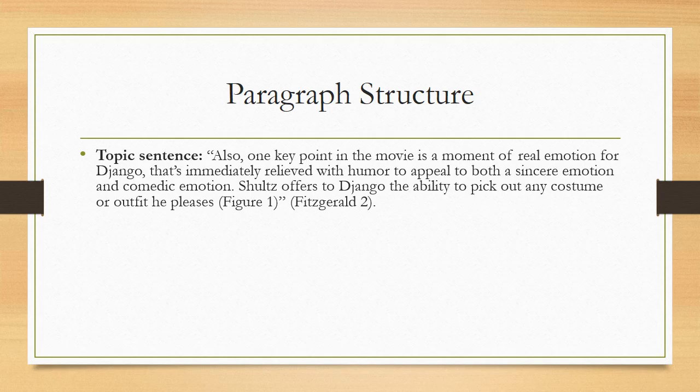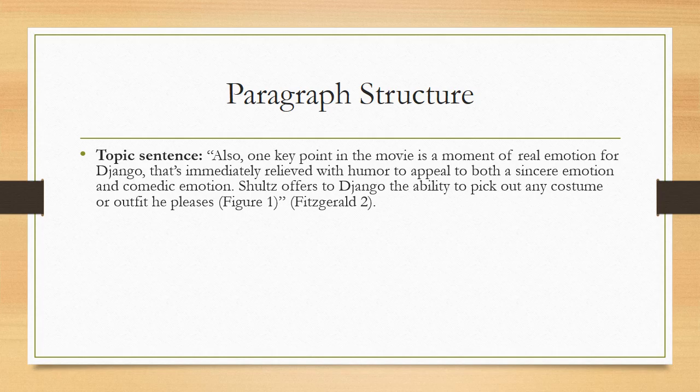So the thesis of the paragraph is that at a key moment, the film uses emotion, both sincere emotion to make us sympathetic to the character and comedic emotion to relieve some of the tension of the scene. And that combination of emotions really pulls us into the movie and makes us sympathetic to Django and Schultz. To understand how the film does that, before we get to evidence and analysis, we need a bit of background and context.